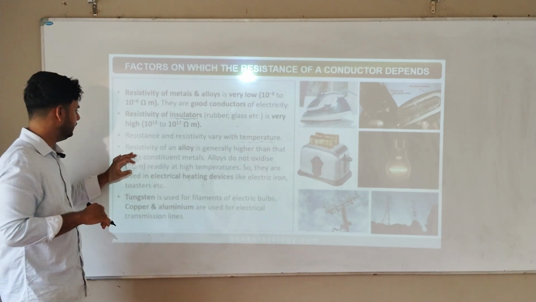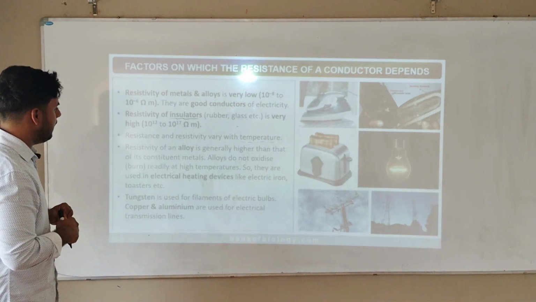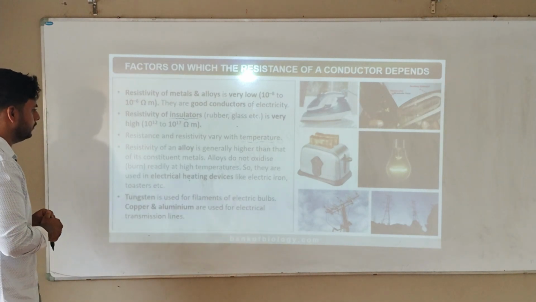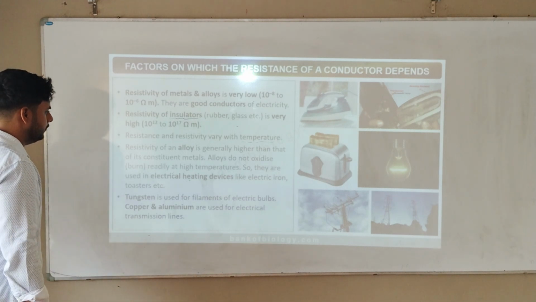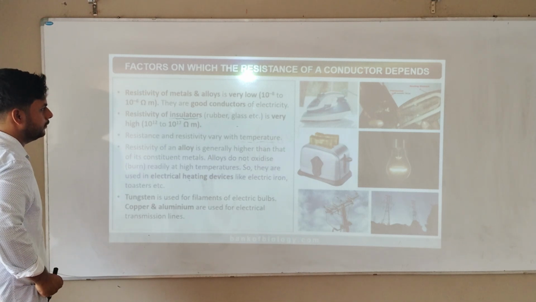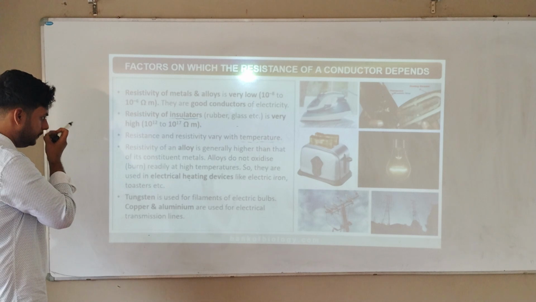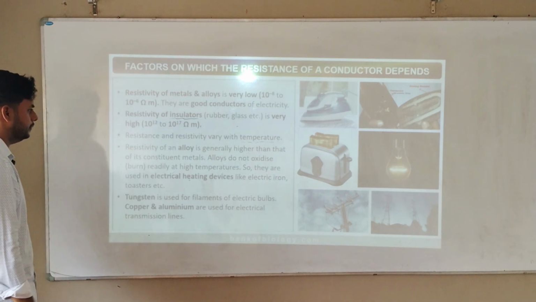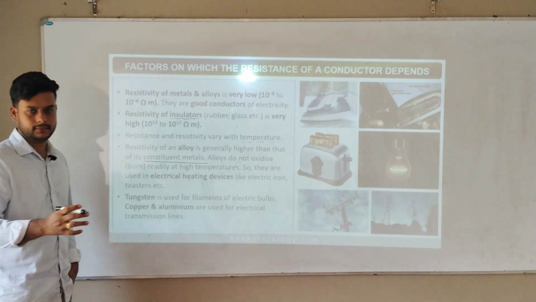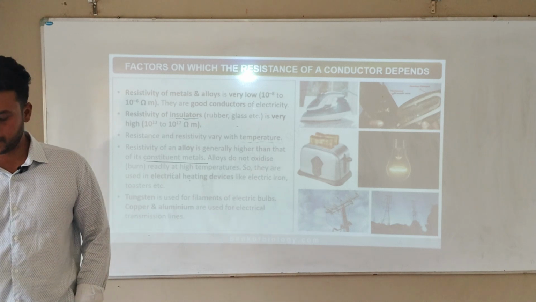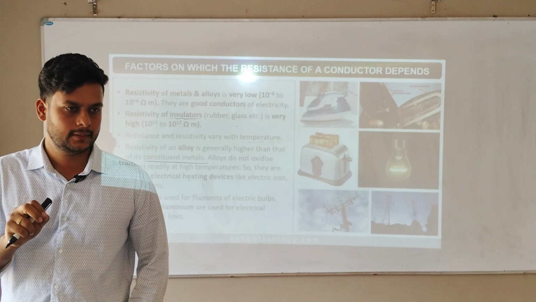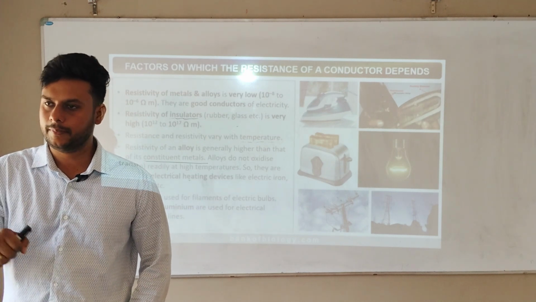Getting? Next. Resistivity of an alloy is generally higher than that of its constituent metal. Alloys do not oxidize or burn readily at high temperatures, so they are used in electrical heating devices like electric iron, toasters, etc. Read that once again. Resistivity of an alloy is generally higher than that of its constituent metals. Constituent metal means directly iron. Now you have used that toast maker. If you press that, in 5 minutes the toast is ready. Or if you use an iron for ironing clothes.